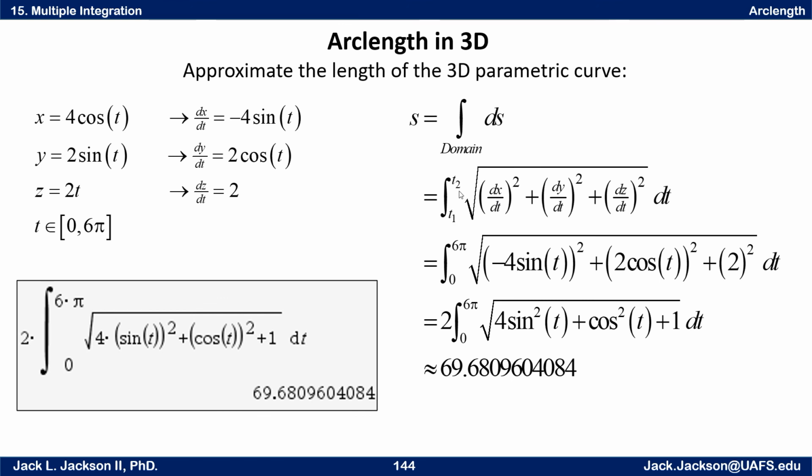Substitute. Where our t1 and t2 are 0 to 6 pi, that was the domain for that particular curve we're looking at. dx over dt was negative 4 sine t, so just put that in there. dy over dt is 2 cosine t, that goes in there. dz over dt goes in there. Now, if you notice, these all have a 2 squared, so I can factor that out. The square root of the 2 squared is 2, which I brought out front. I'm left with the other 2 squared here, which is 4. So the first term is 4 sine squared t, the second one is cosine squared t, and the last one's just 1.